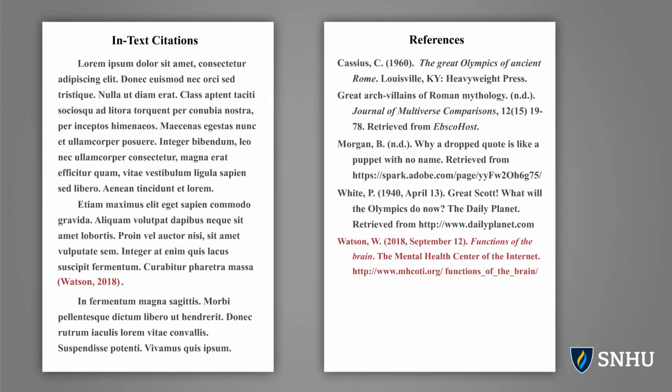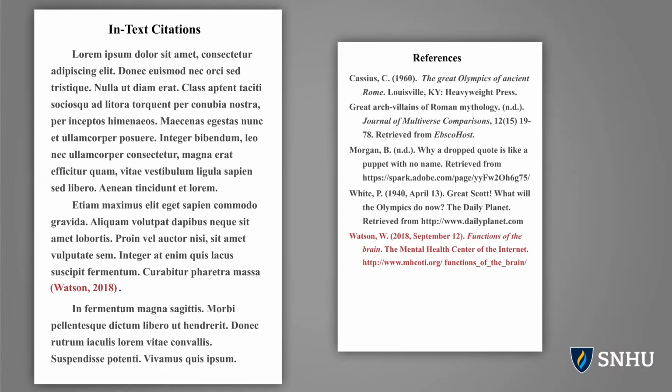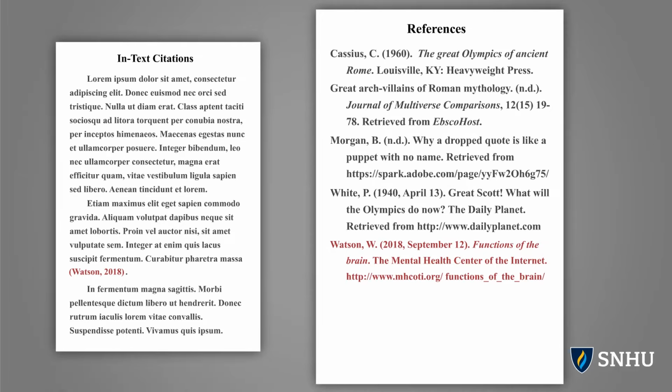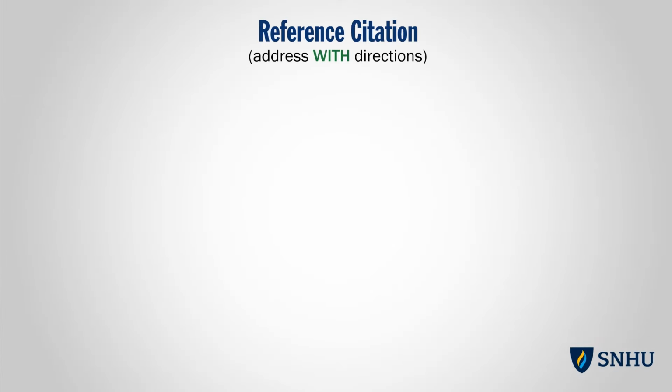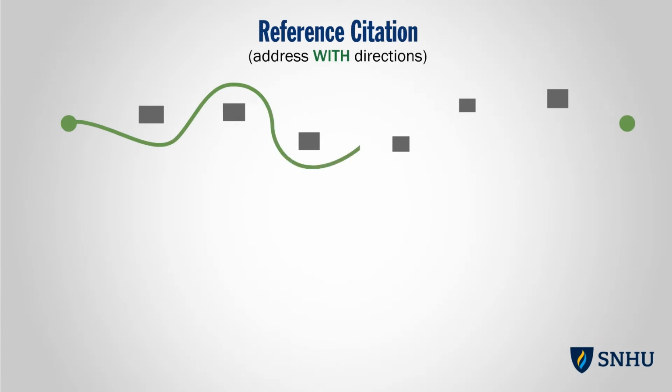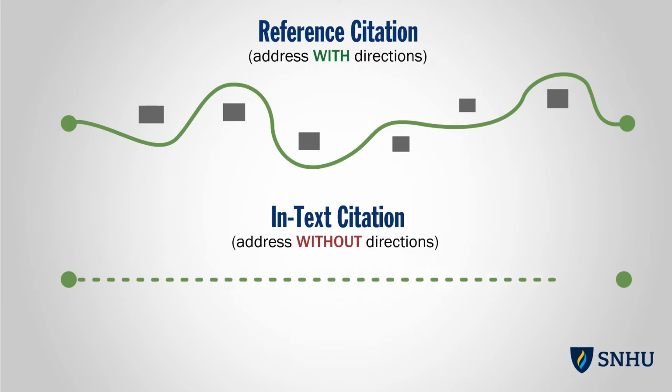For any source you use, there will be two types of citation: in-text, which appears in the body of your paper, and a references page citation, which has more complete info. If you think of your source as a location, the references page citation is the directions to the place, and an in-text citation is just the address. The reference tells you how to get there, so you need both.